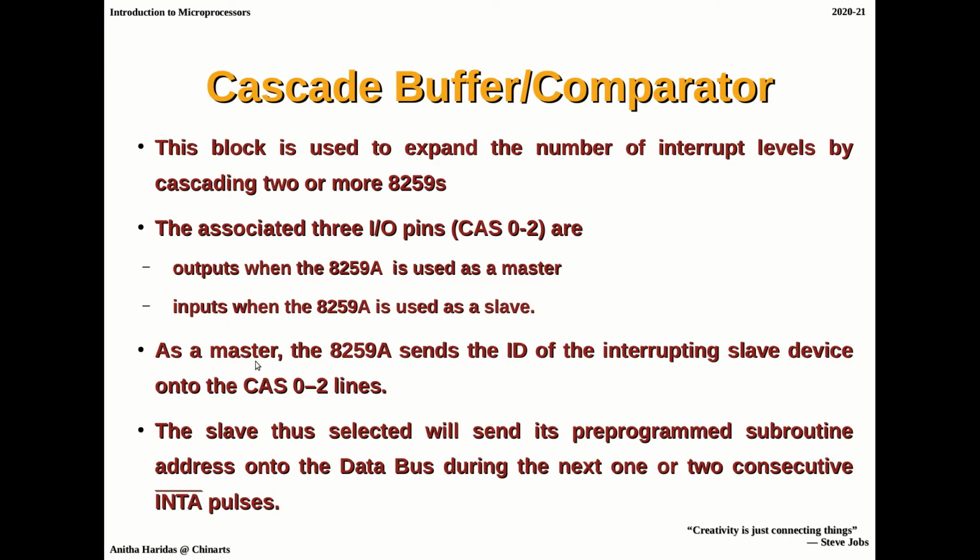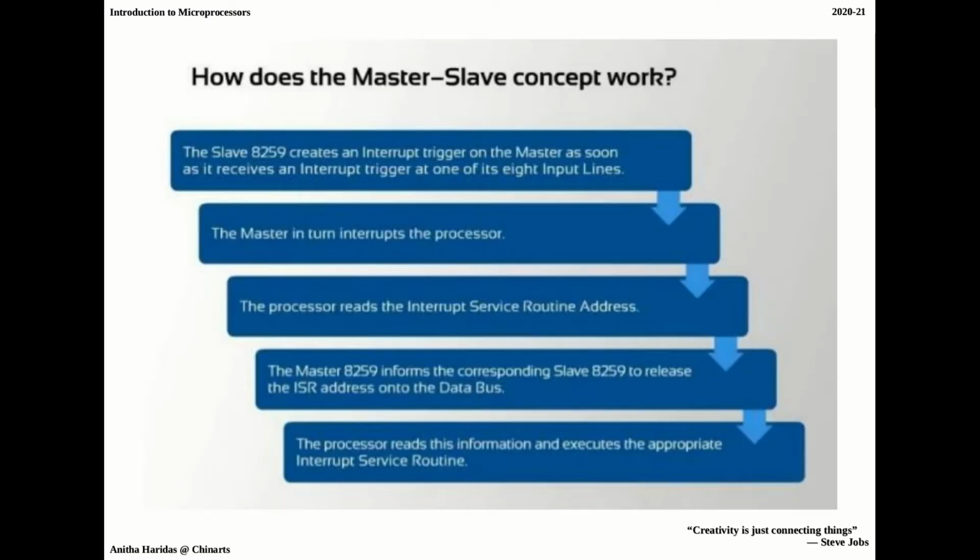As a master, the 8259A will be sending the ID of the interrupting slave device onto the cascade 0 to 2 lines, and the slave which is selected will send its pre-programmed subroutine address onto the data bus during the next 1 or 2 consecutive interrupt acknowledgement pulses. So this is what happens here. Now let us see what happens in the case of master slave mode.